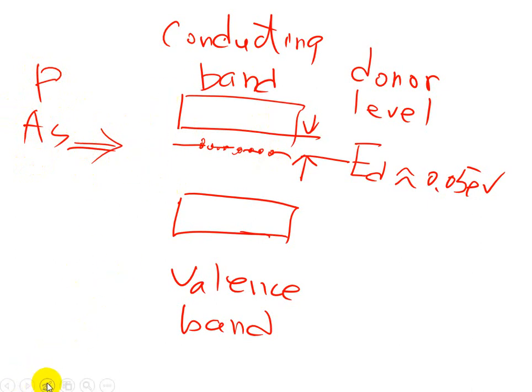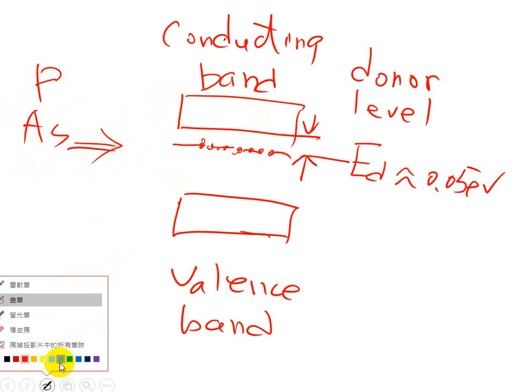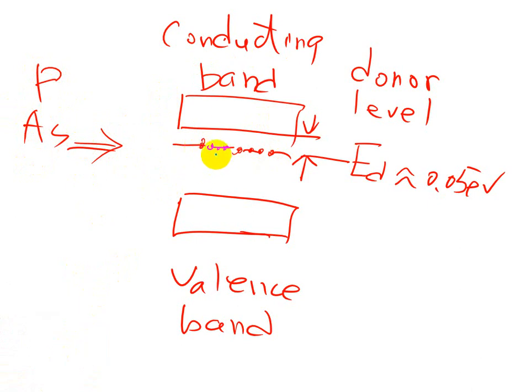Let's say you have 10,000 electrons at the donor level. When temperature increases or you apply external energy, all these 10,000 electrons will jump from the donor level to the conduction band. So you have electrons here.